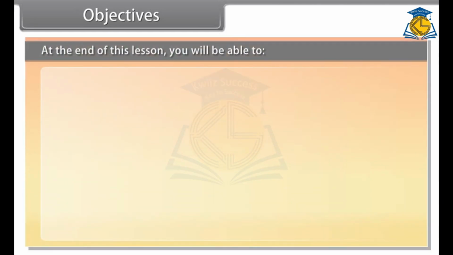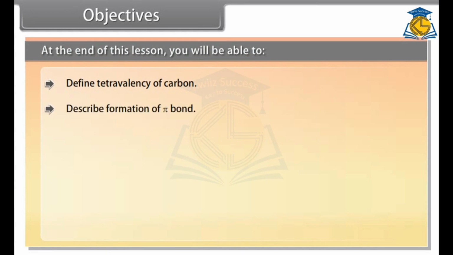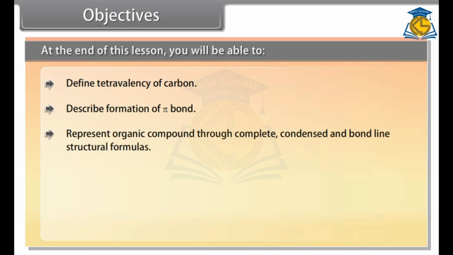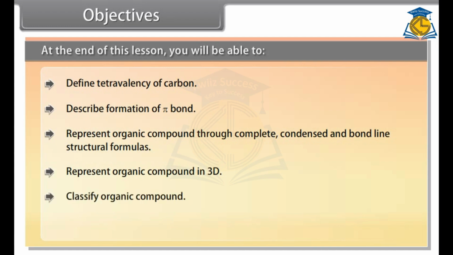Objectives. At the end of this lesson, you will be able to define tetravalency of carbon, describe formation of pi bond, represent organic compound through complete, condensed, and bond line structural formulas, represent organic compound in 3D, classify organic compound, describe nomenclature of organic compounds, tetravalence of carbon, shapes of organic compounds.